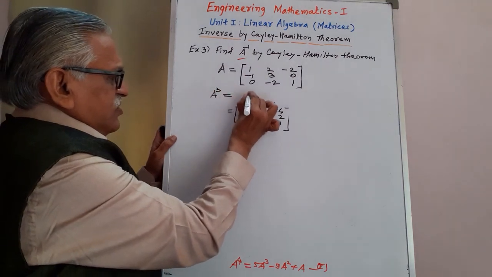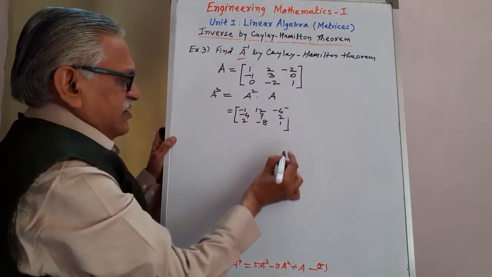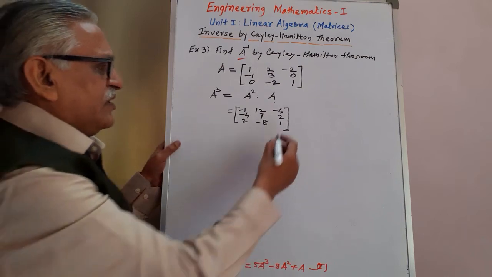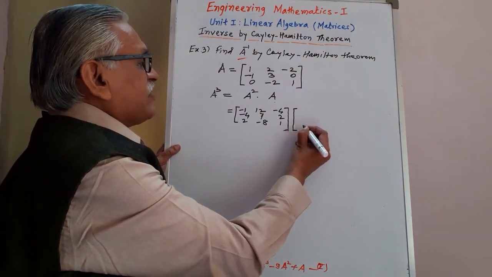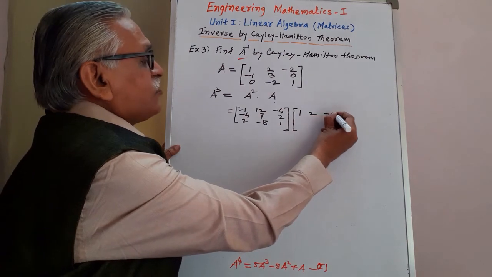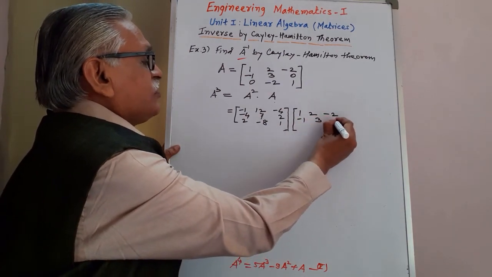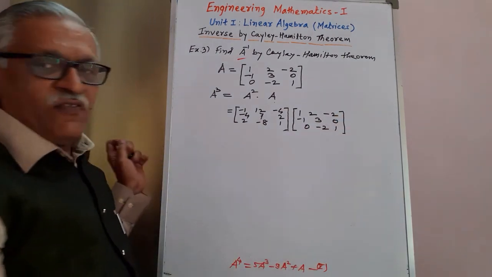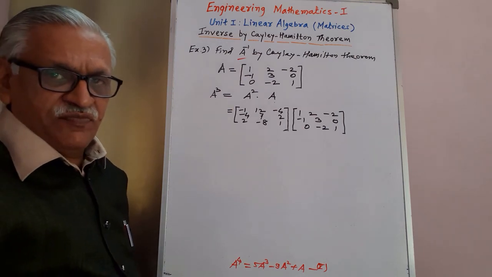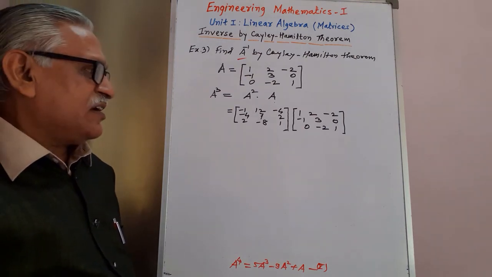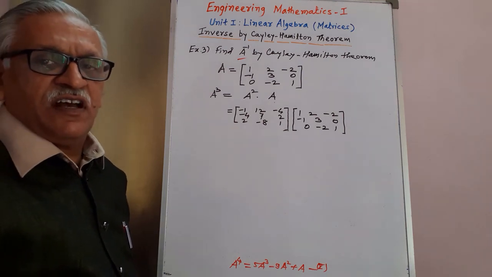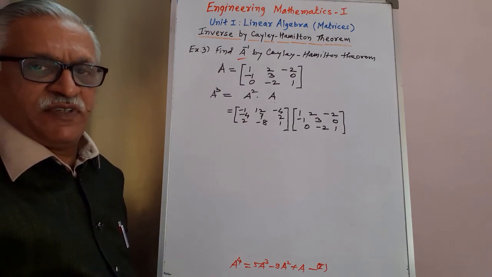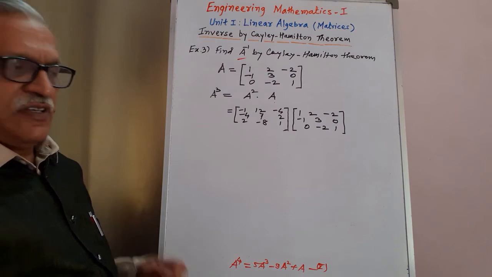A cube is equal to A square into A. This is the A square matrix into the A matrix. That matrix A has elements 1, 2, minus 2, minus 1, 3, 0, 0, minus 2 and 1. Once again it is matrix multiplication. Already I have informed you that you must be perfect in matrix multiplication if you have to attempt questions based on the Cayley-Hamilton theorem.